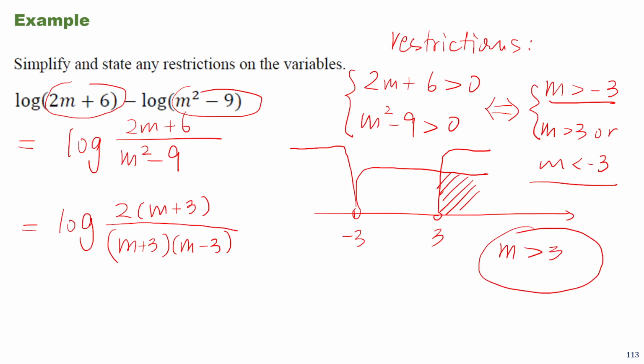So if you ensure m is greater than 3, this can be written as log base 10 of, we can safely cancel m plus 3 here, because m is greater than 3, so m plus 3 cannot be 0. So that's log base 10 of 2 over m minus 3, and the domain is m is greater than 3. Did you get it?